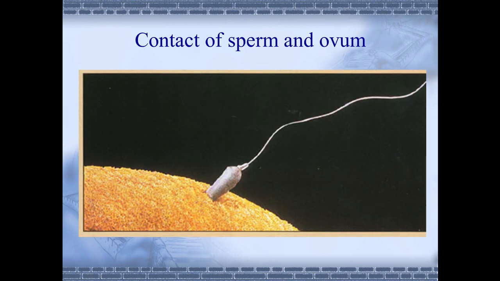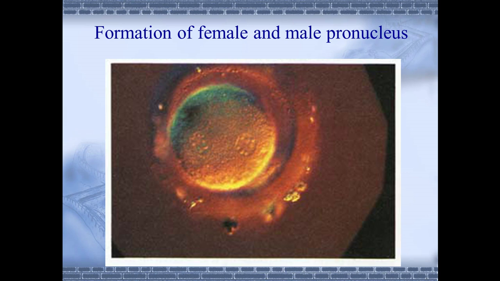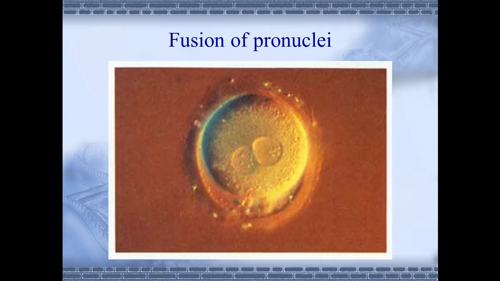Let's see the slide first. How the contact of sperm and ovum takes place. Then is the penetration of the sperm into the ovum. Okay. Then you can see there is a formation of the pronucleus. Male and female pronuclei, they have to fuse with each other. So there is fusion of pronuclei. Can you see the fusion? You can see the fusion of pronuclei.